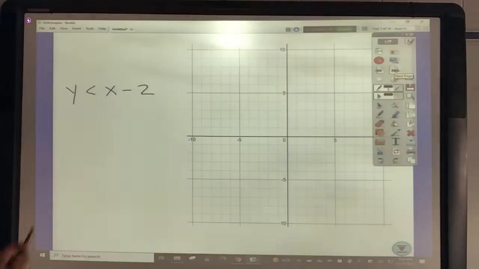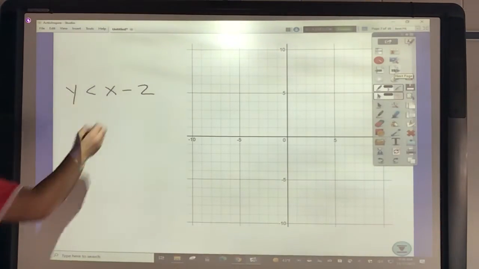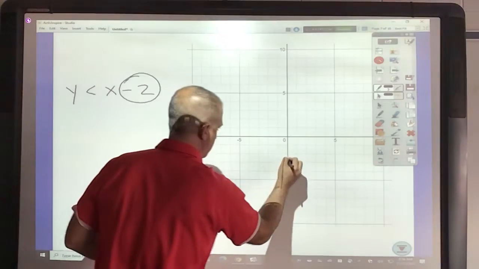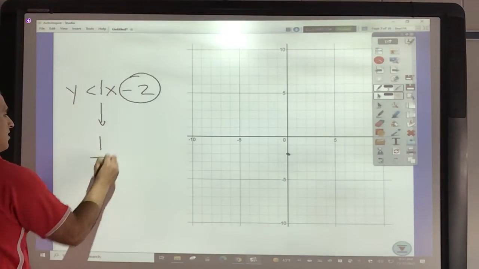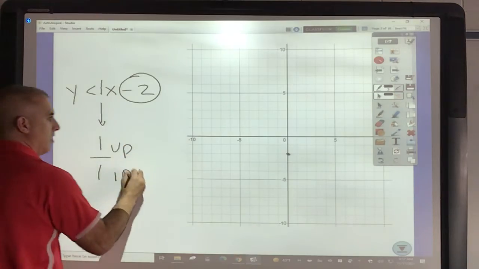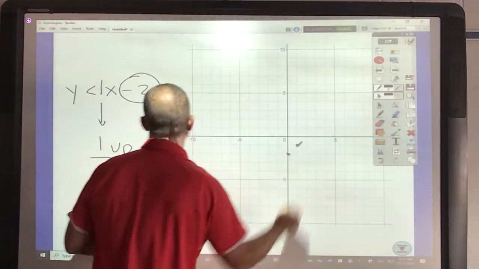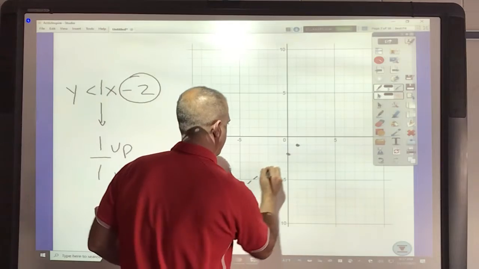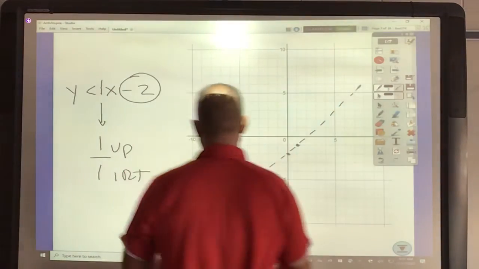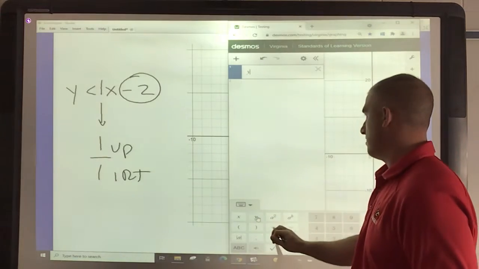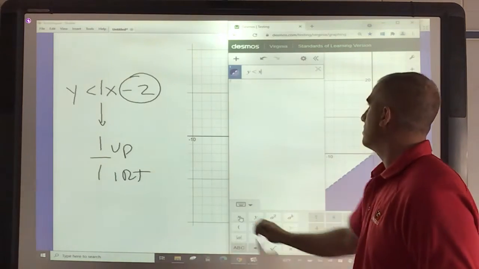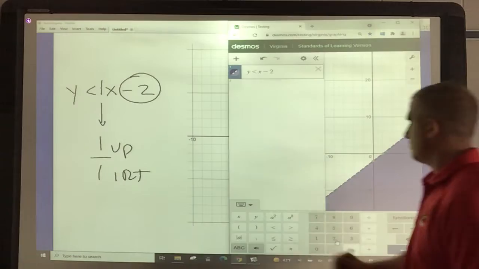All right, now let's talk about these. Okay? Now, I'm going to start at -2. Now, what's the slope here? Well, that's a 1. So as a fraction, that's 1/1. So 1 up, 1 right. All right, no line underneath of it, so dashed line. Okay? And then I'm just typing that in. And that's where it's shaded.